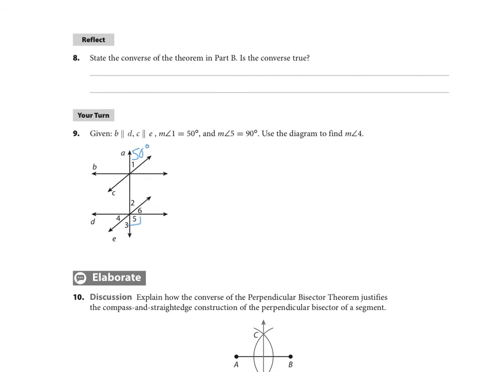See if you can reason through that, and in this your turn number 9, we're going to be looking to find the measure of angle 4. Okay?